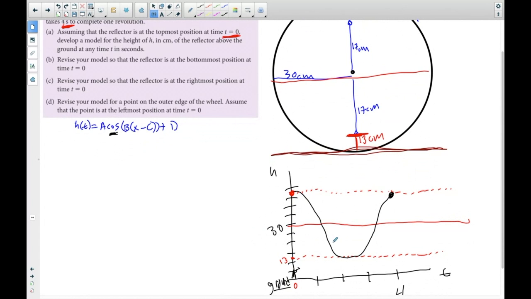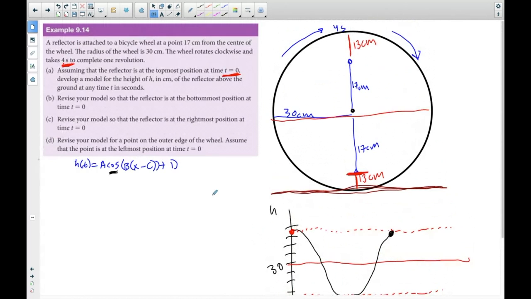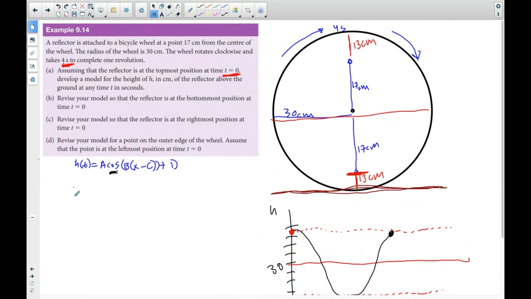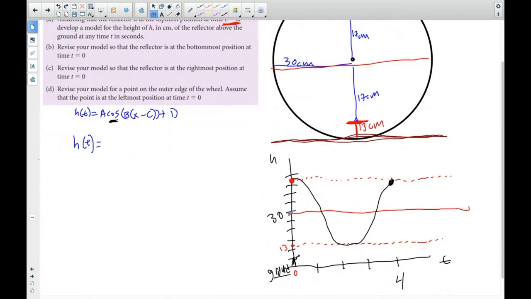Now the next part, it wants you to revise your model so the reflector is at the bottommost position at t equals 0. First thing I have to do is actually write my model. Based upon my picture, this is what I have. h of t equals, now look at my picture here. My baseline is at 30 here. It's going up 17 and also down 17. So my amplitude is 17 here. Cosine. And then I have b. Well, I don't know my b yet, do I?